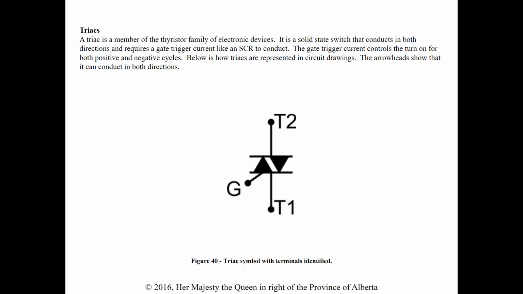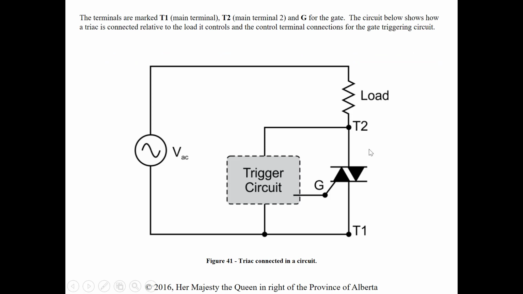Below is how triacs are represented in circuit drawings. The arrowheads show that it can conduct in both directions. It looks like an SCR, but with 2 arrows, basically showing that it can conduct in both directions, still having the gate connection, because we still need to trigger that gate in order for it to conduct. So the terminals are marked T1 for the main terminal 1, T2 for the main terminal 2, and G for the gate. The circuit below shows how the triac is connected relative to the load it controls and the control terminal connections for the gate triggering circuit.